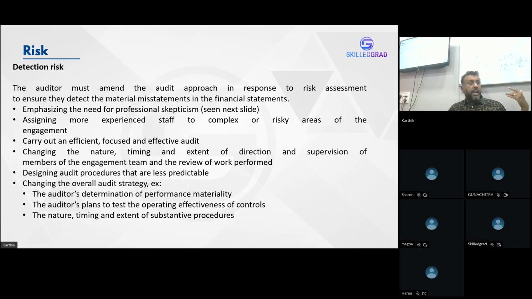Then I'll also design audit procedures differently. For example, I'm going to the client year after year. And if the client comes to know my area of focus, I should ensure that I am less predictable to the client. First year, second year, different. The client will not have an idea what I will do, so he will not be able to prepare. Clear? Then change the overall audit strategy.